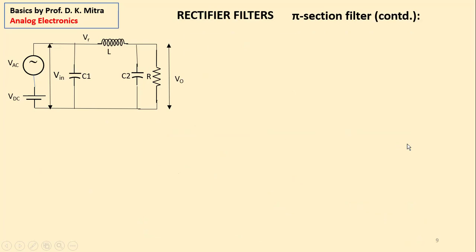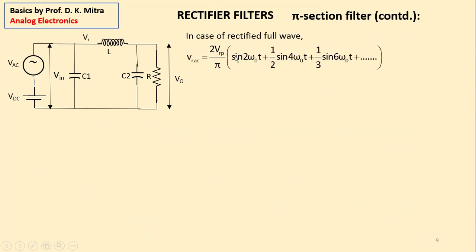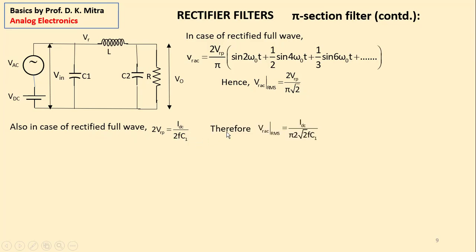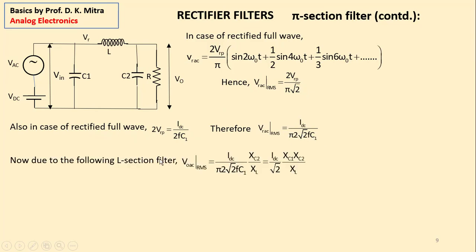For the full-wave rectifier, only a little change. The first frequency is 2 omega 0 t. So AC-RMS is 2 VRP by pi root 2, same as the half-wave rectifier. And for the full-wave rectified output, we have learnt in the capacitor filter lesson, 2 VRP is equal to IDC by 2FC1. Therefore, in this AC-RMS, this 2 VRP is replaced by this factor, IDC by pi 2 root 2 FC1.